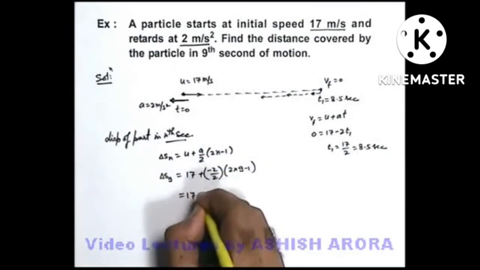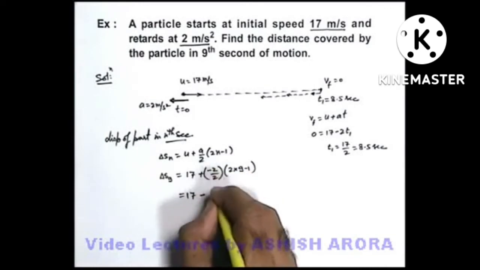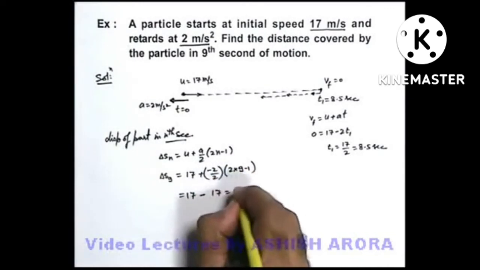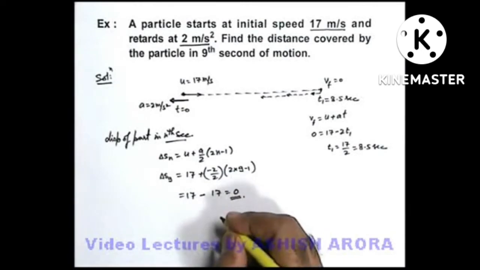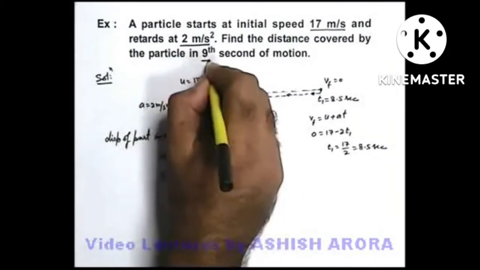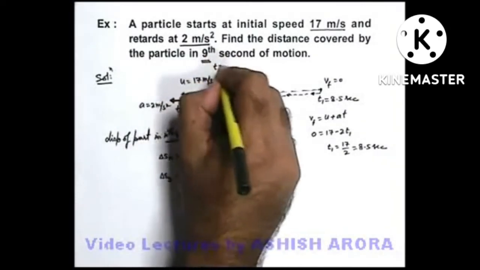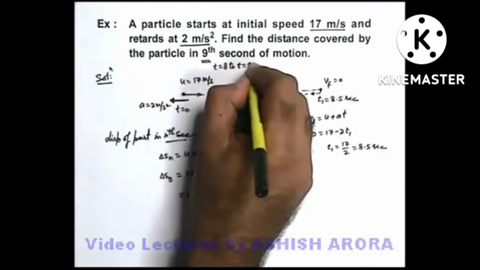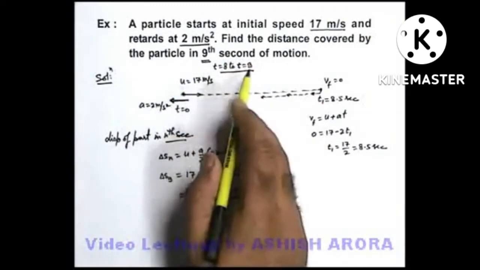Just see what you are getting. This is 17 minus 1 into 17, and the result is 0. Now it is quite a surprising result. How is it possible that displacement becomes 0? Yes, it is possible, because we are required to analyze the motion in the 9th second, which is the duration from t equals 8 to t equals 9 seconds of motion. This is the 9th second.